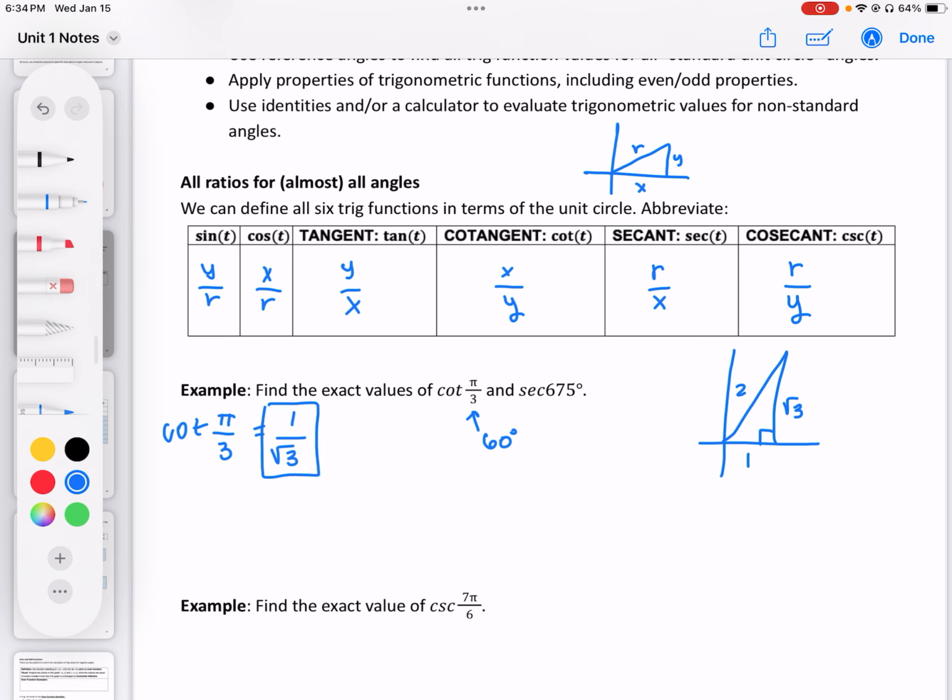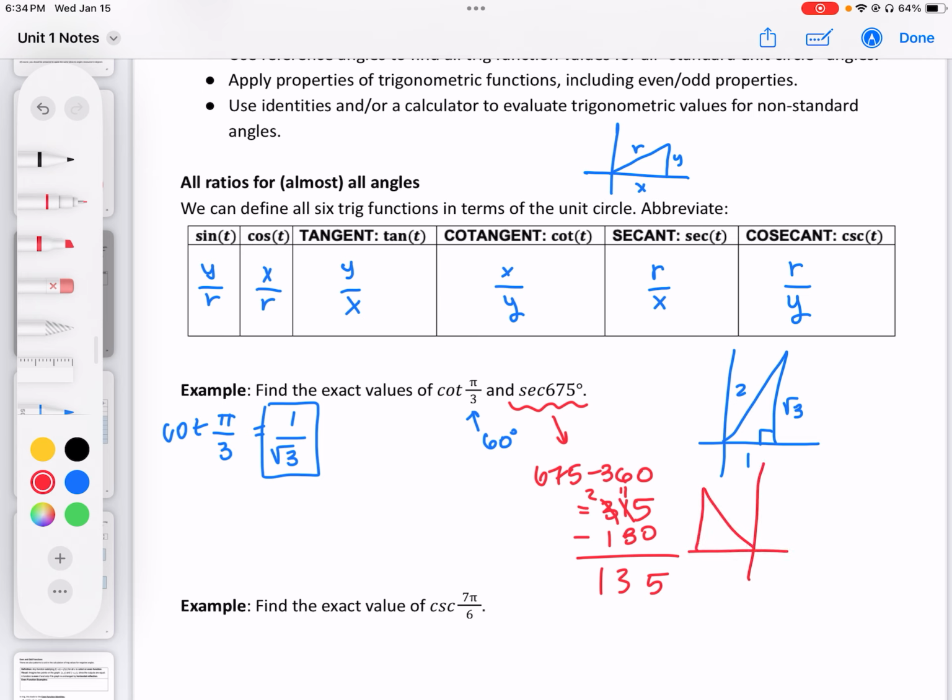Okay. Now, if we're working with secant of 675, let's go ahead and get a reference angle for that. 675 minus 360 will get us an angle measurement of 315. If you want to go ahead and continue finding a smaller angle, you can subtract 180. Okay, that is going to get you, let's see, 135. So now I know that I'm going to be in quadrant 2. And that means I'm going to have 1, 1, and root 2. And so we can say secant of 675 is going to be the square root of 2. Okay.